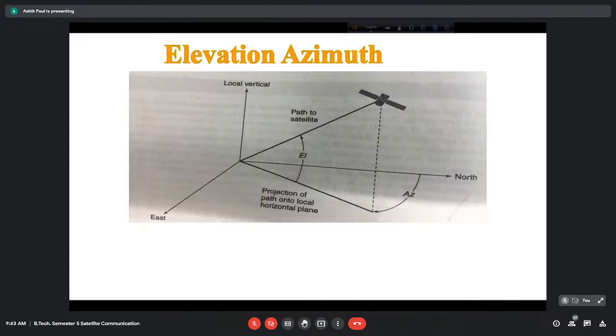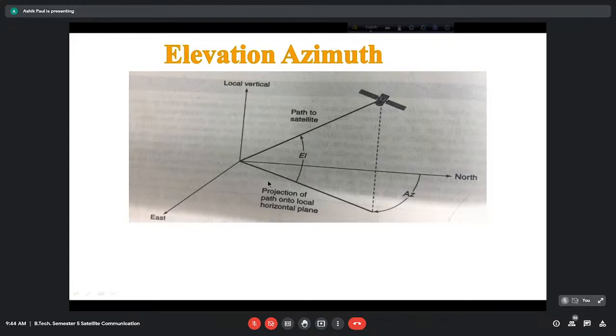If you take a look at this figure, suppose this is the center of your coordinate system, the origin. This is the local vertical. This could also be the location of your antenna, the receiving antenna, located at the center. This is the east direction from your location, and this is the north direction. And this is the satellite whose signal you are trying to receive. If you join your location with the satellite and then drop the projection on this plane which contains the east and the north direction, that is your local horizontal plane.